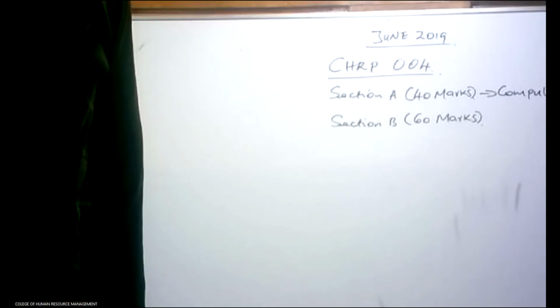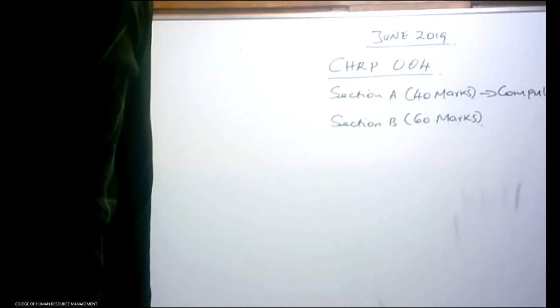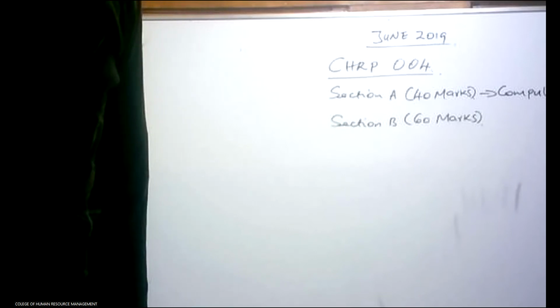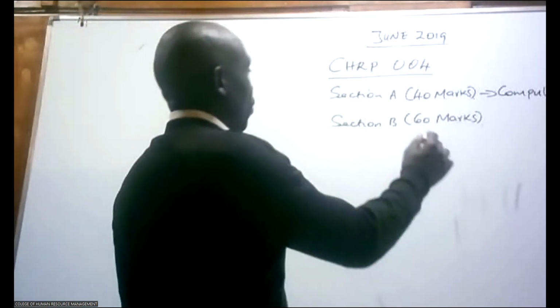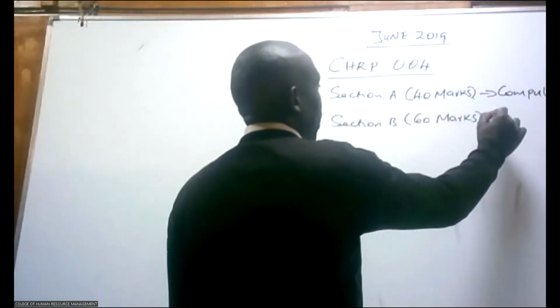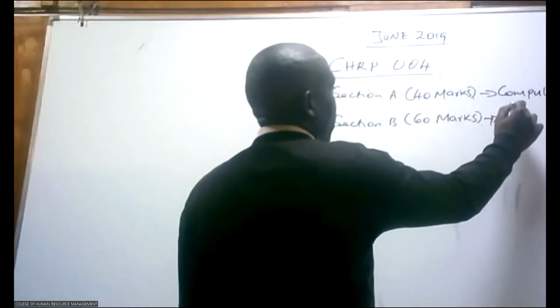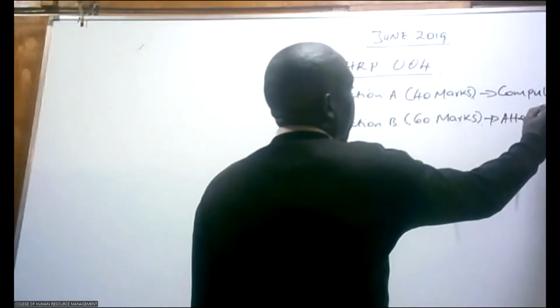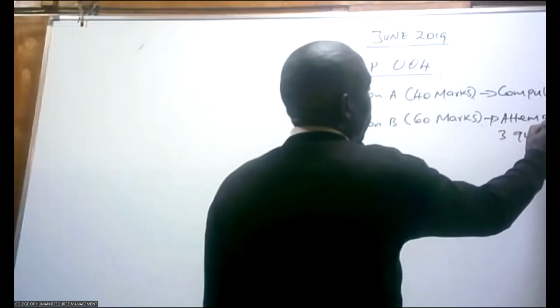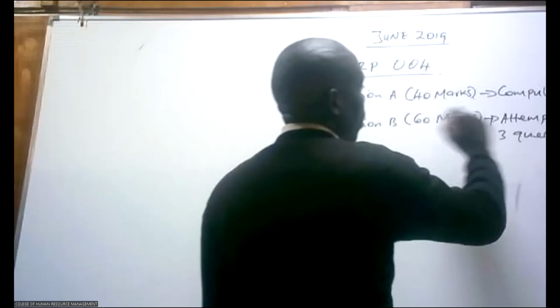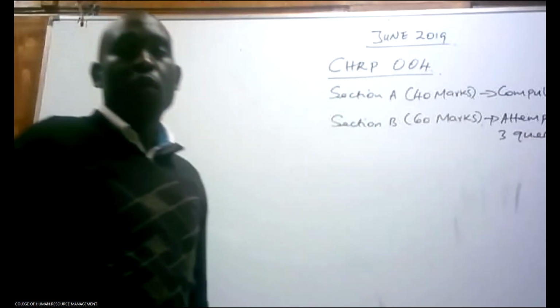Then, when you go to section B, it has 4 questions. You attempt any 3 questions out of the 4. So you are going to leave out 1 question in that section.